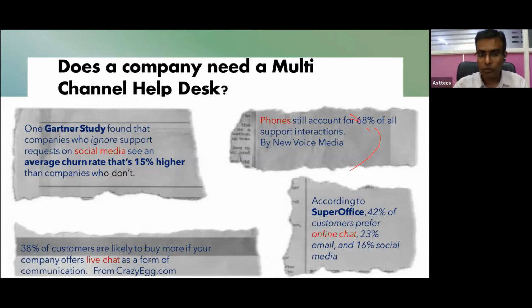We also move to the chat system, the basic chat available on the website. You can see that if a chat is available, the buying probability of the customer increases by 38%. Now, this is basic chat, where the customer tries to interact and you try to answer the query.